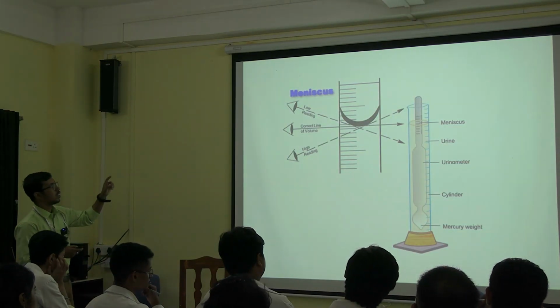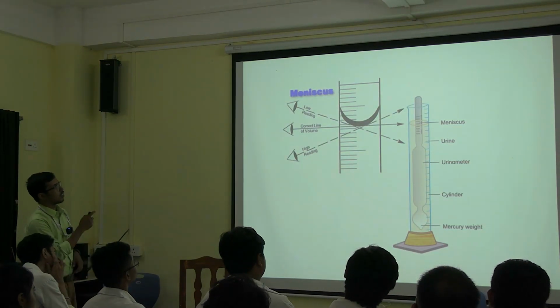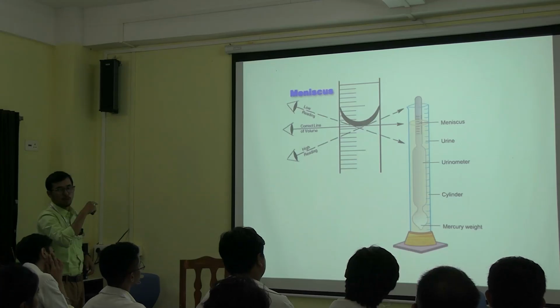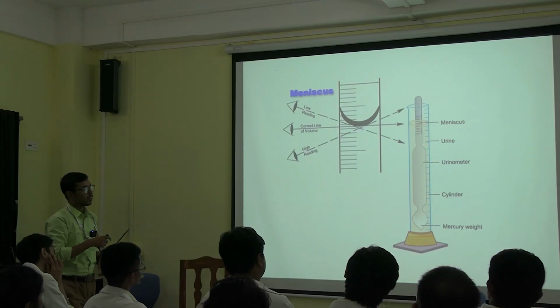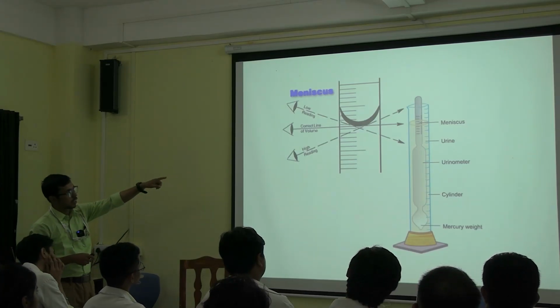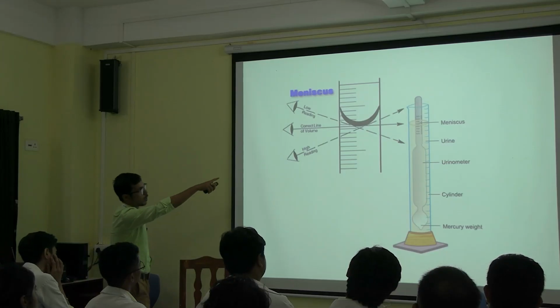So this is the meniscus. So how to read? The correct way is you have to view horizontally. Okay. And that part is the meniscus. Here we can see the value.